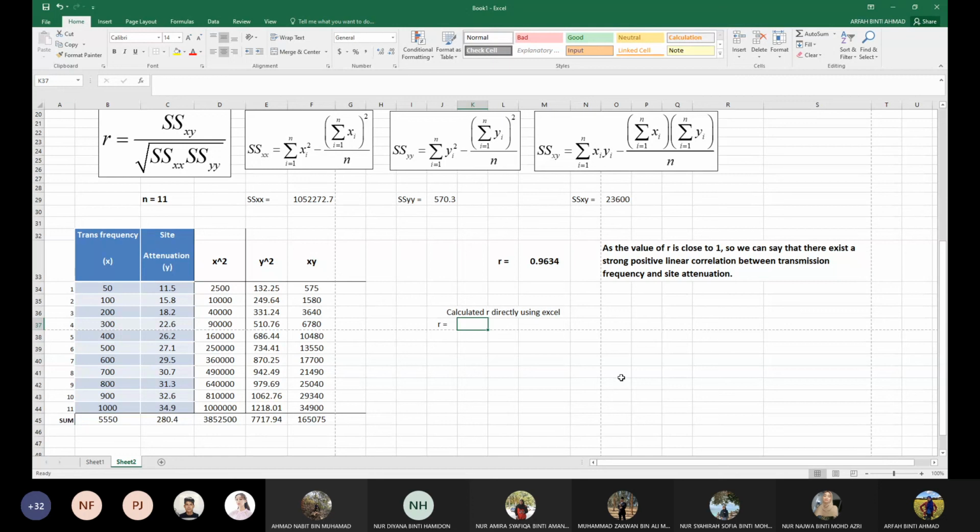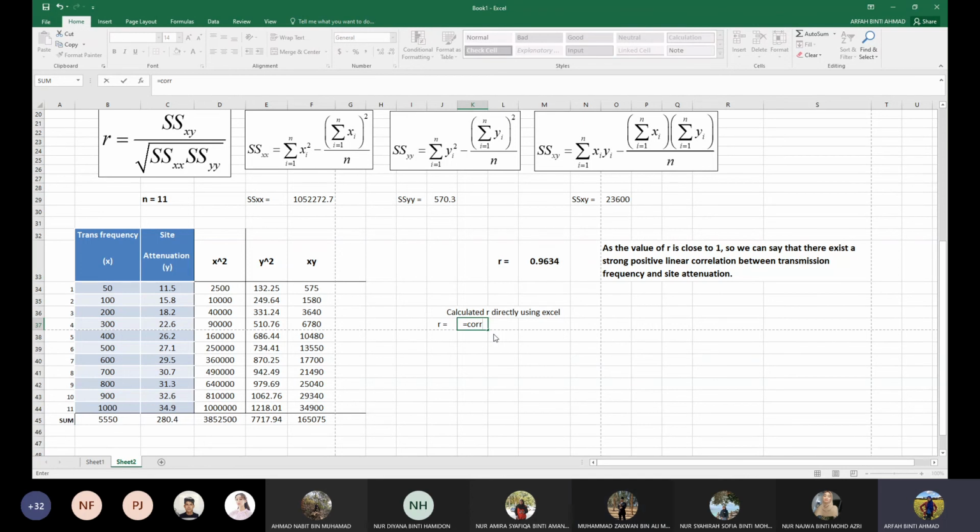Okay. So kalau nak check betul ke tak jawapan awak tu, awak boleh tekan sama dengan type CORREL. Dia correlation. Tengok dia punya explanation kat situ. Returns the correlation coefficient between the two data set. So type correl akan keluar correl kan?